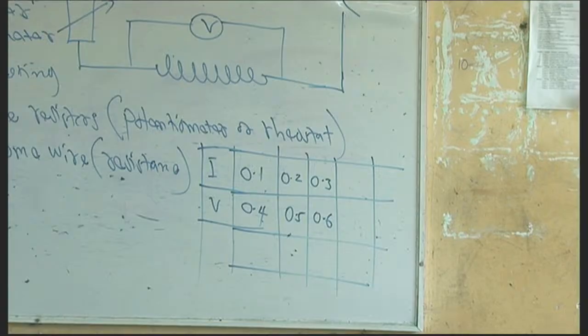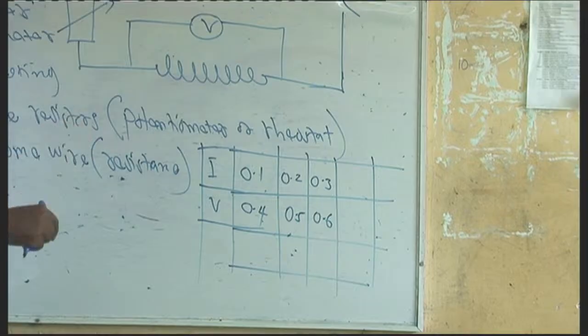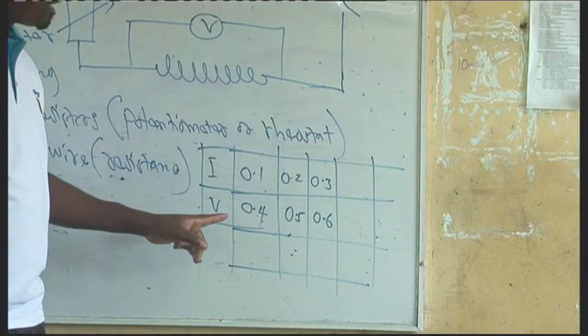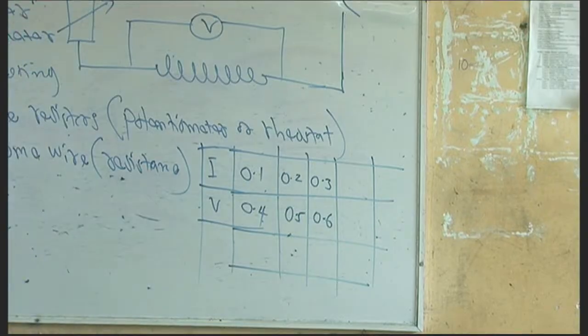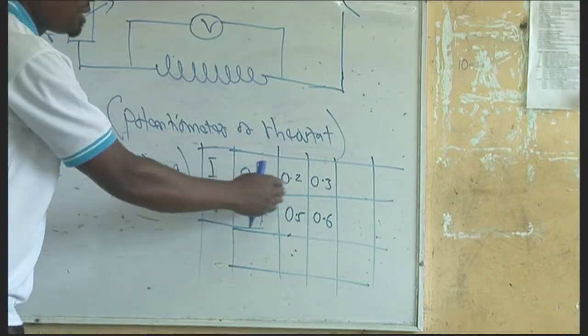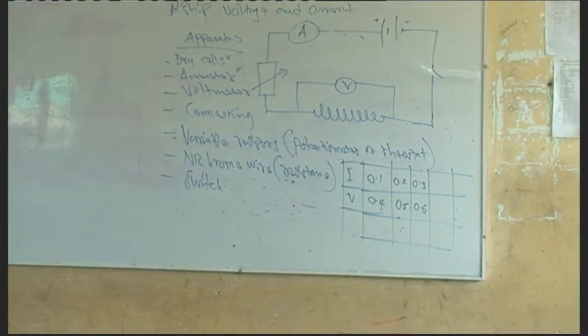Now, at this point, we realize that when we increase or adjust the variable resistor, we notice an increase in current and an increase in voltage. So this can be done, and then we get as many values as possible, and then we complete the table. Then from there, we can now have our graph so that we see how these things are related. We can decide to plot a graph of voltage against current.